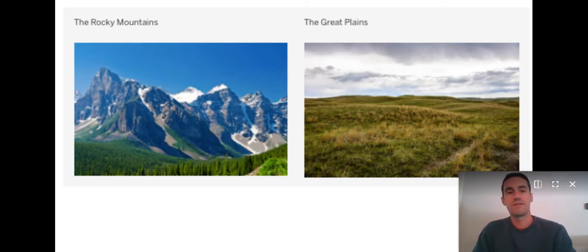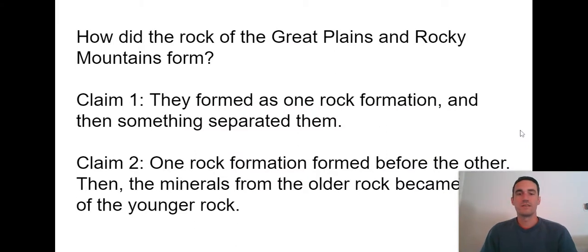What we're going to be doing after that is starting to investigate these claims of how do the rocks of the Great Plains and the Rocky Mountains form. If we can figure out how they actually formed, then we have a better idea of how these 2 rocks were able to have the same minerals, although they're so far apart.